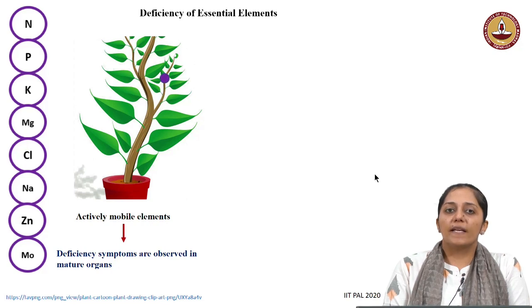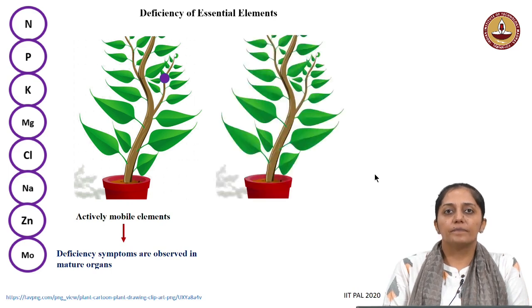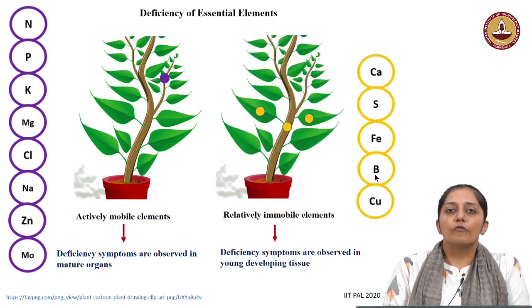For actively mobile elements, the deficiency symptoms are generally observed in the mature organs of the plant. These include nitrogen, phosphorus, potassium, magnesium, calcium, sodium, zinc and molybdenum. For relatively immobile elements, the deficiency symptoms are observed in the young developing shoots or tissues, like for calcium, sulphur, iron, boron and copper.